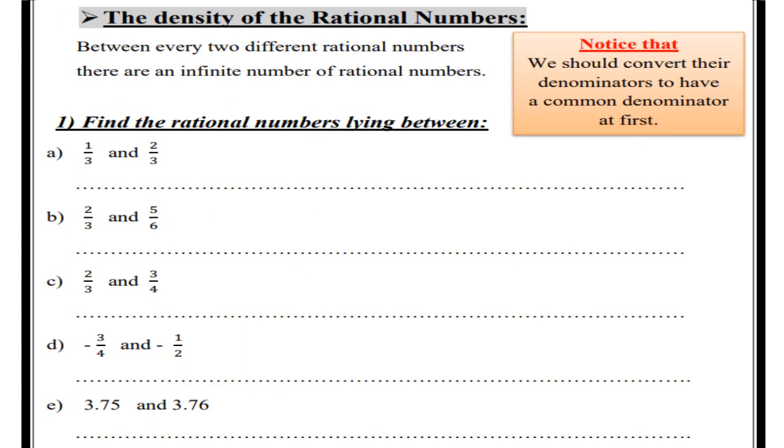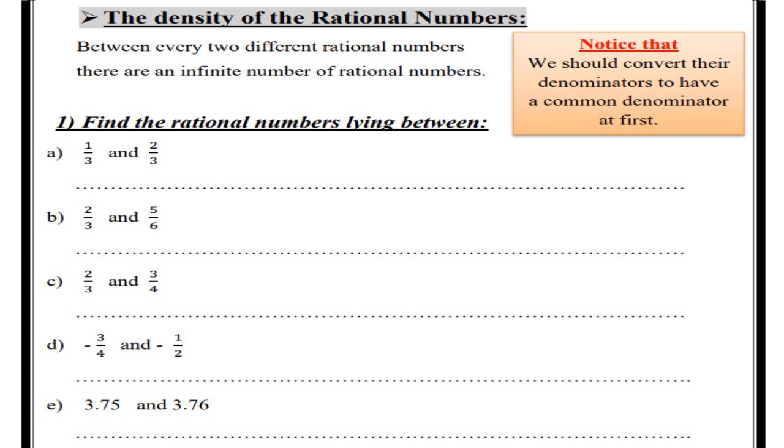The density of the rational numbers. Between every two different rational numbers, there are an infinite number of rational numbers. Note that we should convert their denominators to have a common denominator at first.